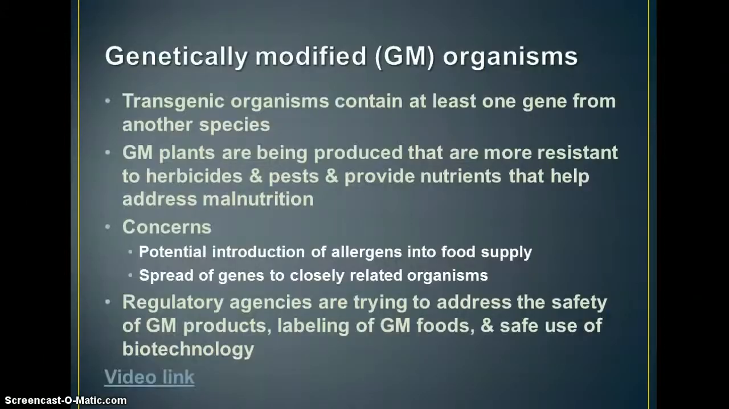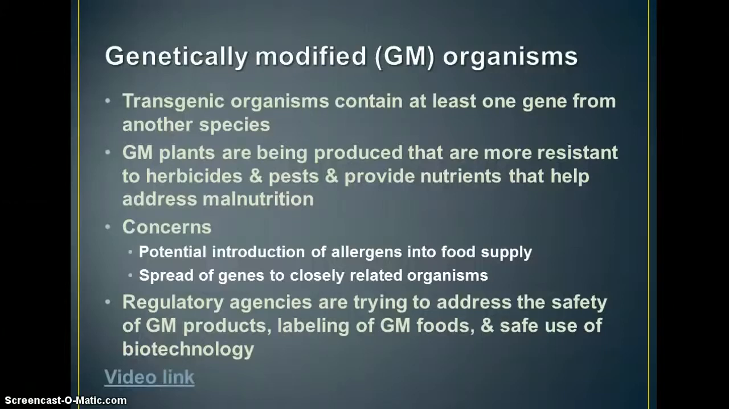When we have transgenic organisms, we are making something called genetically modified organisms. They have at least one gene from another species, and there are a number of different things that are available now. There are plants that are being produced that are more resistant to pesticides and pests. There are plants and animals that are made that provide nutrients that help address various kinds of malnutrition needs. There are cows that actually produce several kinds of human hormones in their milk. And so it's kind of a brave new world of genetically modified organisms and biotechnology, an advance from what's been happening over thousands of years in the past.